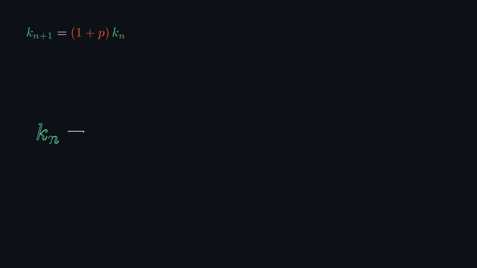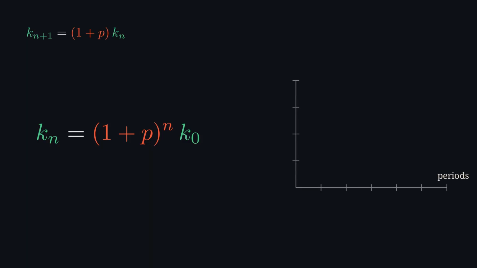Apply that rule again and again, and the pattern jumps right out. Each period multiplies by the same factor, 1 plus P. So after n periods, the balance is K0 times (1 plus P) to the power n. That's geometric growth, the exponential curve everyone draws when they talk about the magic of saving.